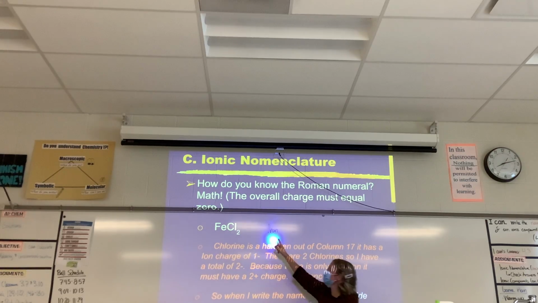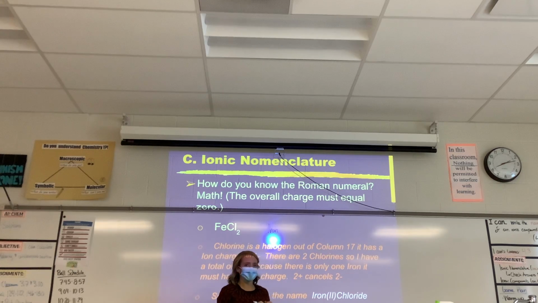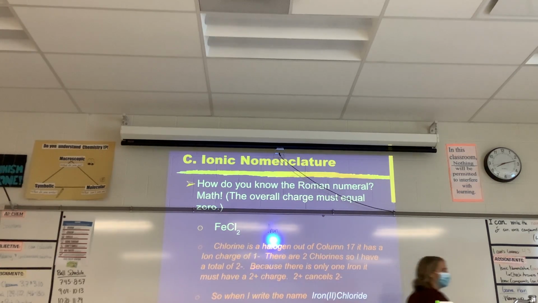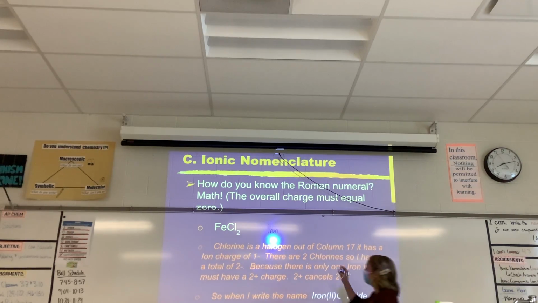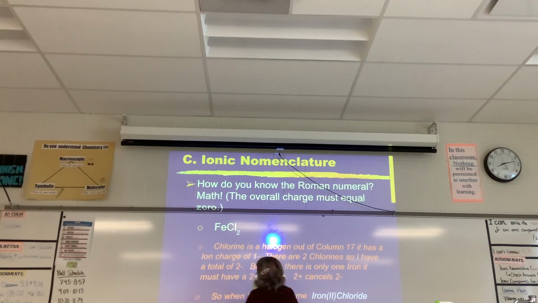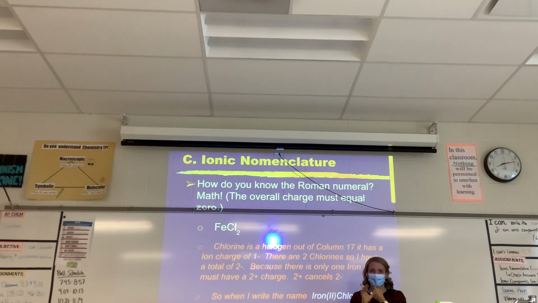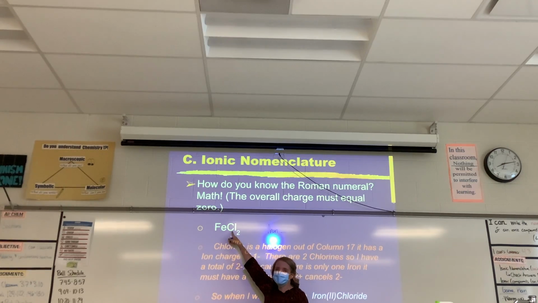Second step, check where the metal is on the periodic table. Point with your finger, where's iron? Good. Do I know iron's charge by its position? No. So we've got to find what the Roman numeral is for the name. What I like to do is draw a line to remind me, okay, this needs a Roman numeral. Cl is chlorine. When it bonds, it becomes chloride.